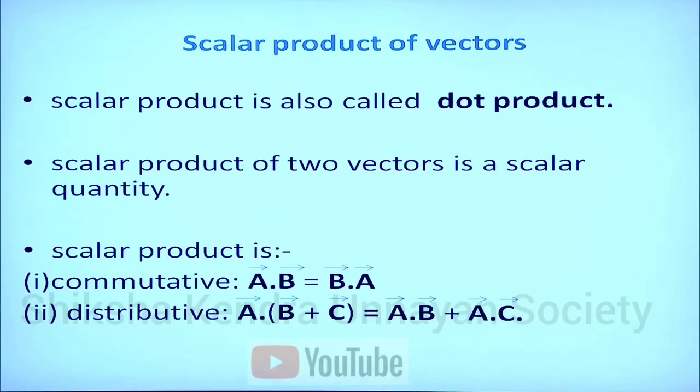The scalar product of two vectors is also called dot product. Scalar product of two vectors is a scalar quantity. The scalar product is also commutative. That means A dot B equals B dot A. It is also distributive. That means A dot (B plus C) equals A dot B plus A dot C, as you can see on your screen.